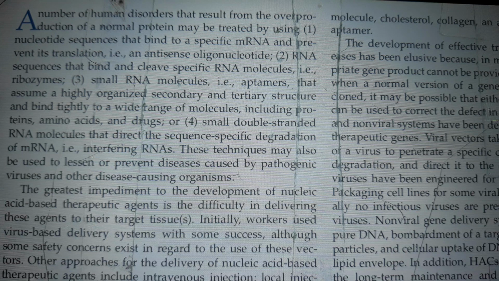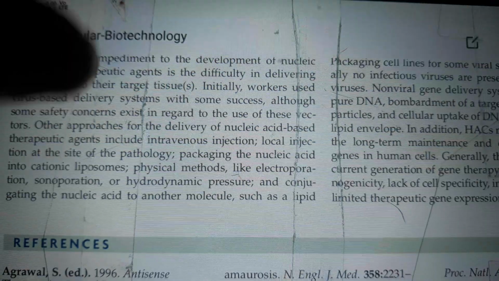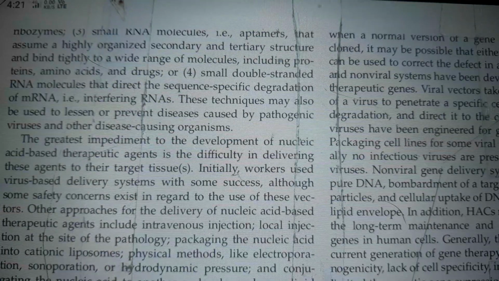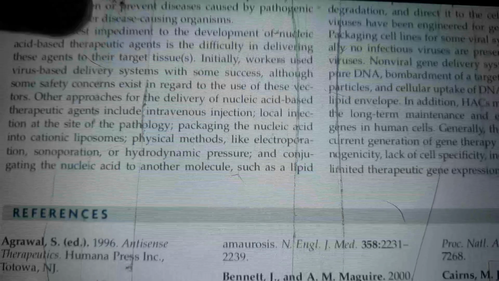3. Small RNA molecules, that is, aptamers, that assume a highly organized secondary and tertiary structure and bind tightly to a wide range of molecules including proteins, amino acids, and drugs. Or 4. Small double-stranded RNA molecules that direct the sequence-specific degradation of mRNA, that is, interfering RNAs. These techniques may also be used to lessen or prevent diseases caused by pathogenic viruses and other disease-causing organisms.